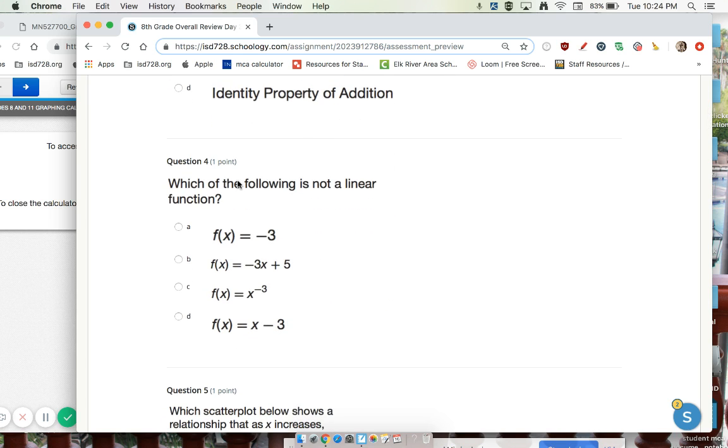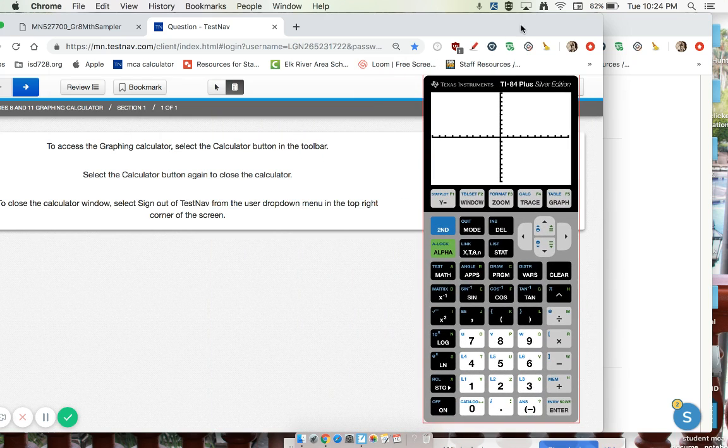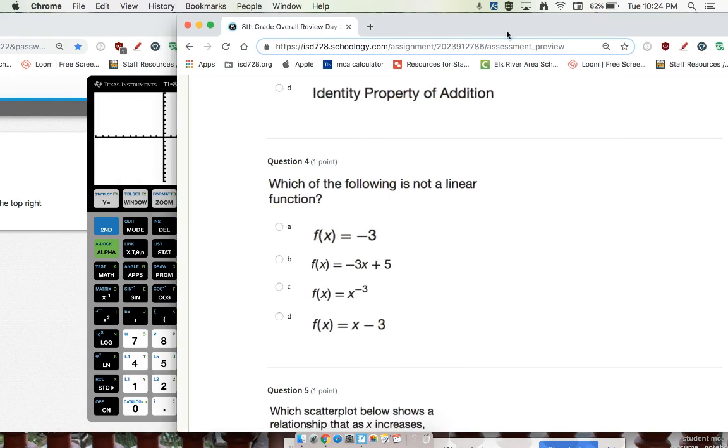Question number 4, which of the following is not linear? So this one I can tell right away would be x to the negative 3 because it's more than a power of 1. But remember, f of x is the same as y equals. So you could graph these, and let me just go like this so I can see them.